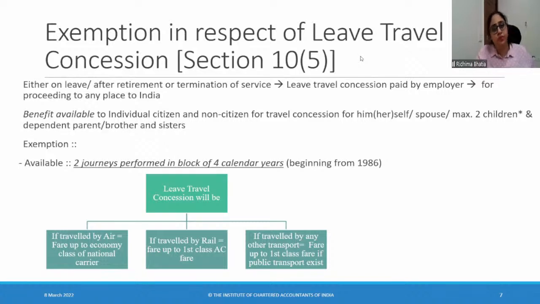If the hotel accommodation is provided for 15 days, it would not be taxable. More than 15 days pay, it would be taxable.